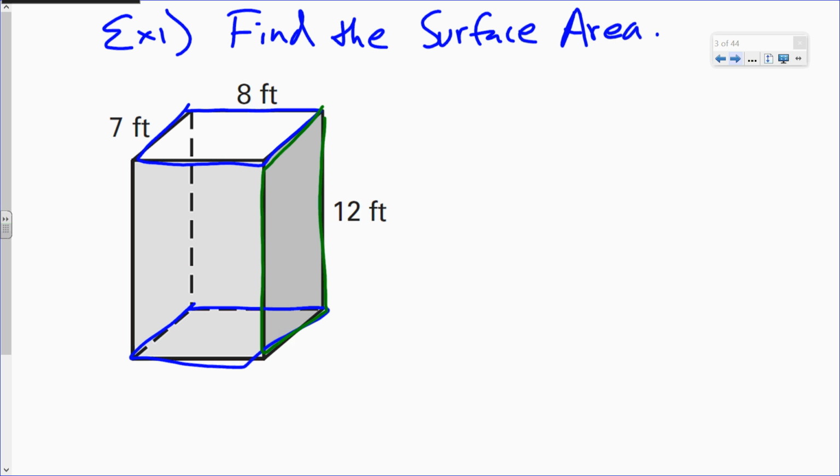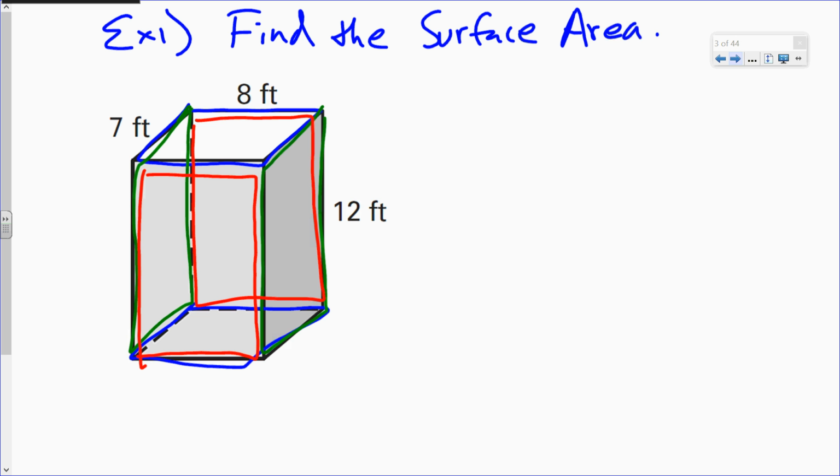It's 12 by 7. And the one on the left here, that's a 12 by 7 rectangle on the left and right. They're the same. And then we've got the front and back, right? The front face is a rectangle. It's 12 by 8 here. The front rectangle and the back rectangle are exactly the same, which is a total of 6.